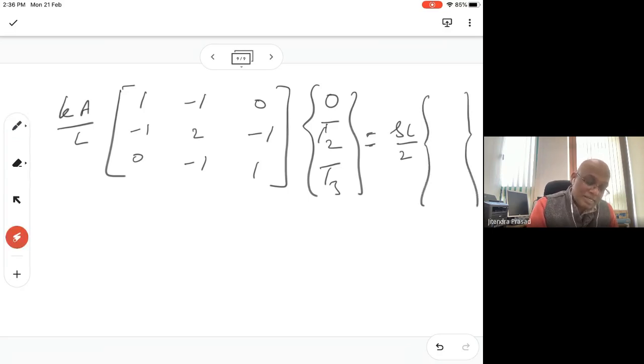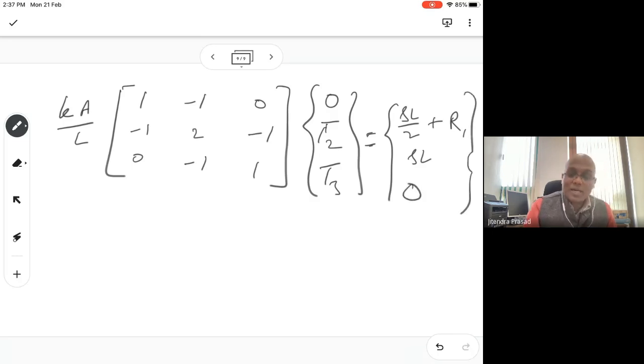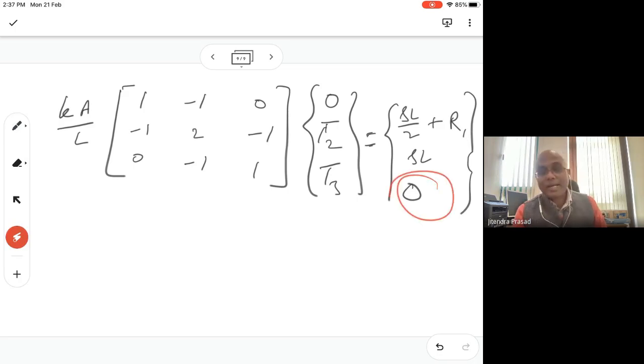Here, for the first one, since temperature is fixed, we don't know what the Q will be, right? All the heat is coming here. So although we calculated SL over 2, there will be a reaction as well, so we write R1. We have to find out what the reaction is. Then the second was SL over 2, so we'll write SL total. The third one, whatever we get, finally we get 0 basically, because this is the final condition that has to be 0.